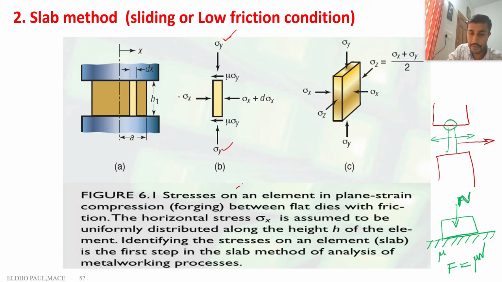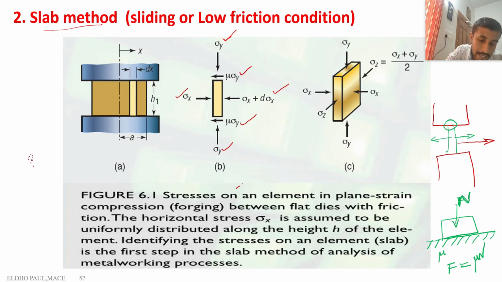Second one is the horizontal stress, that is sigma x plus d sigma x and sigma x. The third one is mu into sigma y, that is the stress corresponding to frictional force. Any doubt in this? Okay. So here we take, this is a plane strain condition. This is very important. We analyze this slab method. This is called slab method or sliding or low friction condition.